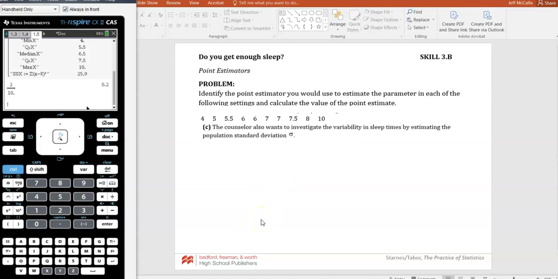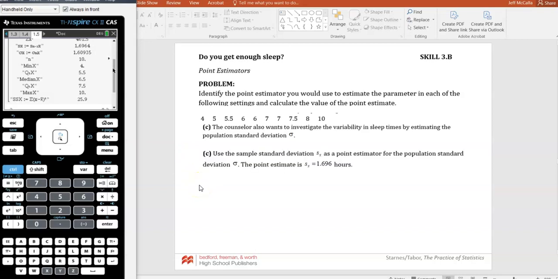Part C, the counselor wants to investigate the variability in sleep times by estimating the population standard deviation. So I think I would scroll back up to this, and you can see right there at the top, the sample standard deviation is 1.6964. So that's going to be our point estimate for the population standard deviation, sigma. It would be 1.696 hours in this case.